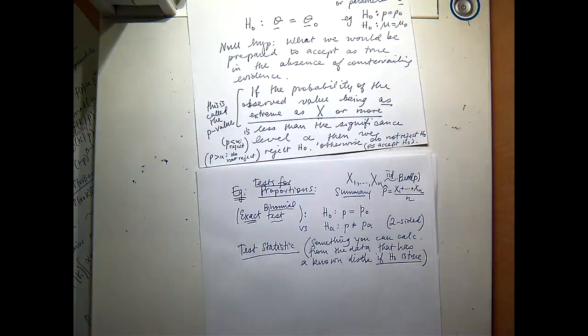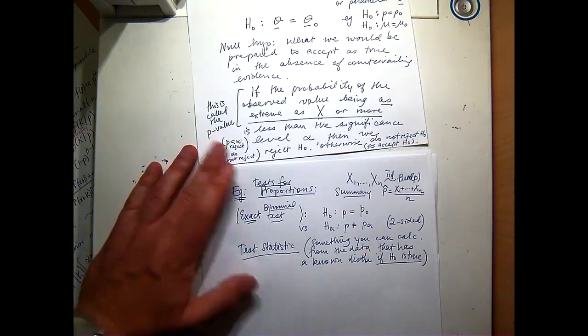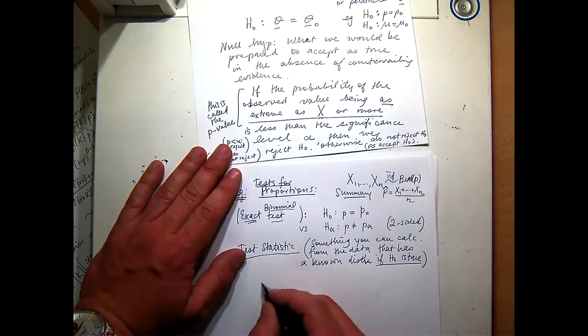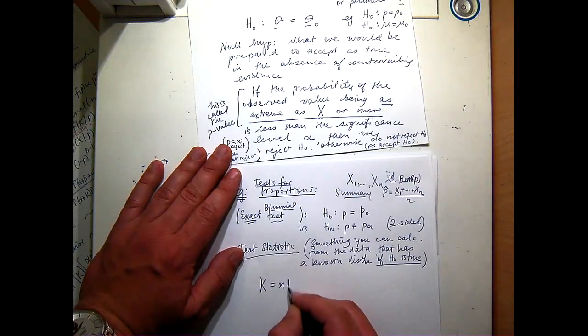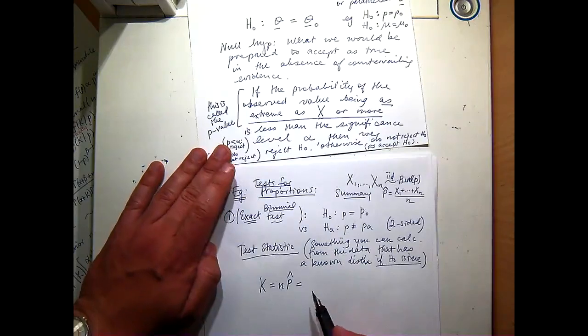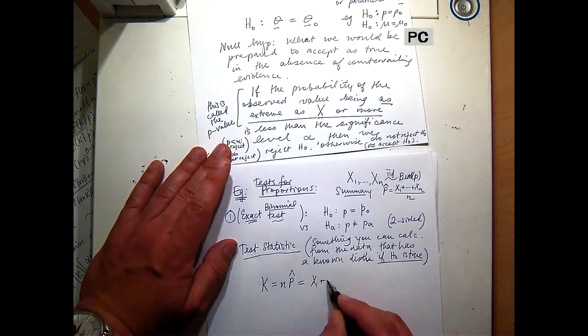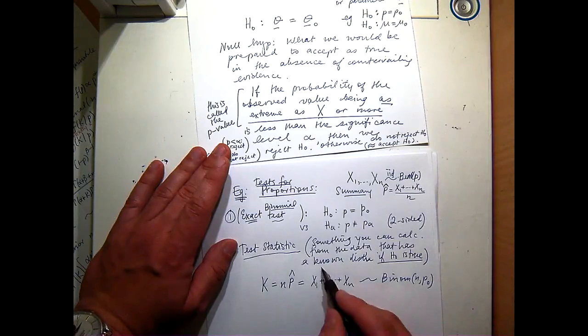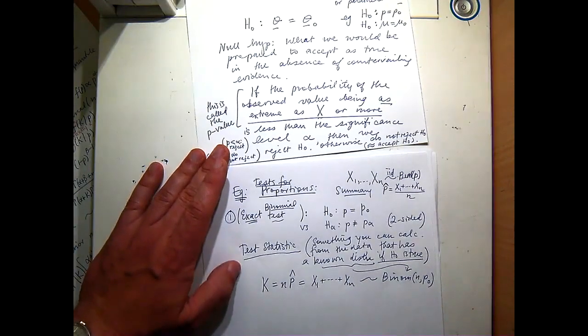We can't talk about the probability of H0 being true or not because we're not being Bayesian here, we're being frequentist. All we can say is that H0 is either true or not, we don't know which one it is. But if it's true, then the test statistic has a known distribution. And the exact binomial test, of course, is that k, which is np hat, which is x1 plus dot dot dot plus xn. The known distribution is binomial n, p0. So in this case, the known distribution is binomial n, p0.